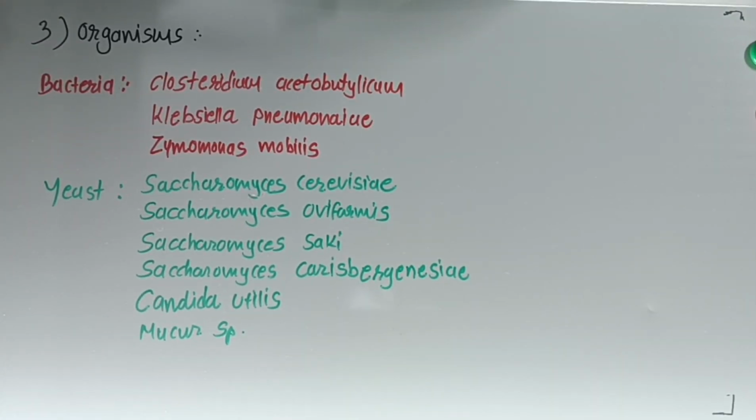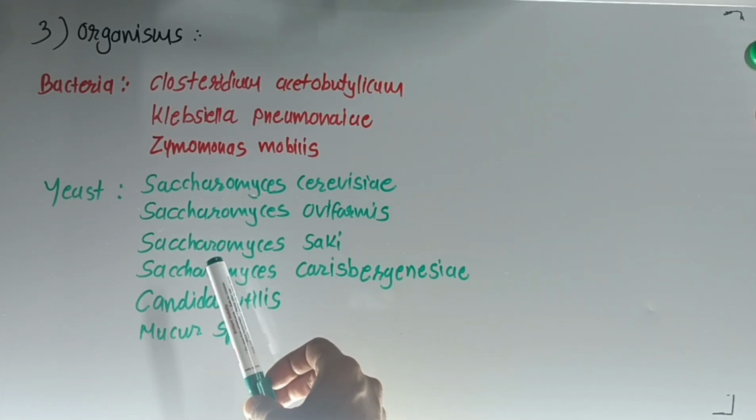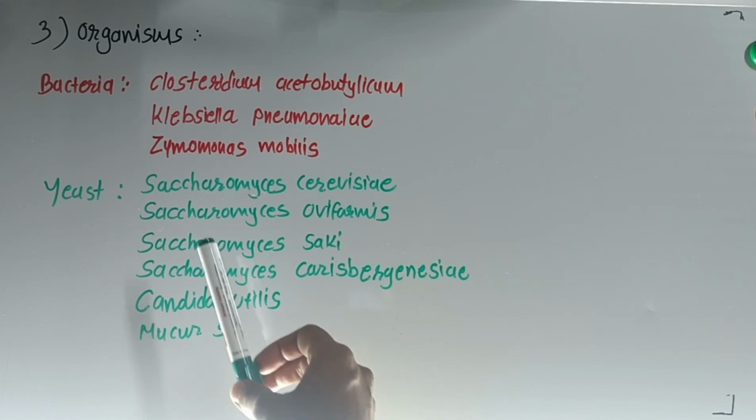Next, the main important organism. Here we use an organism as an inoculum. Inoculum means an additional source or size of microorganism which is required for the utilization of the substrate and conversion to the product. So in the range of 3 to 10% we use a bacterial or yeast strain for the fermentation process.